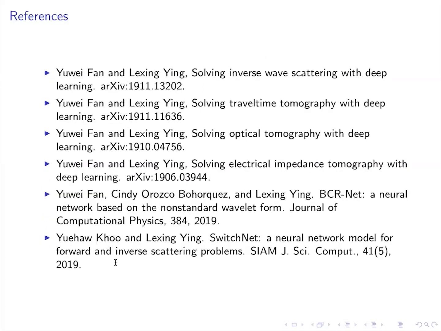So here are the references, the papers that describe the things I talked about. This paper talks about SwitchNet. This one talks about PCRNet. And these four papers talk about the applications I discussed. But this paper also has the application that I talked about, the radar imaging application.